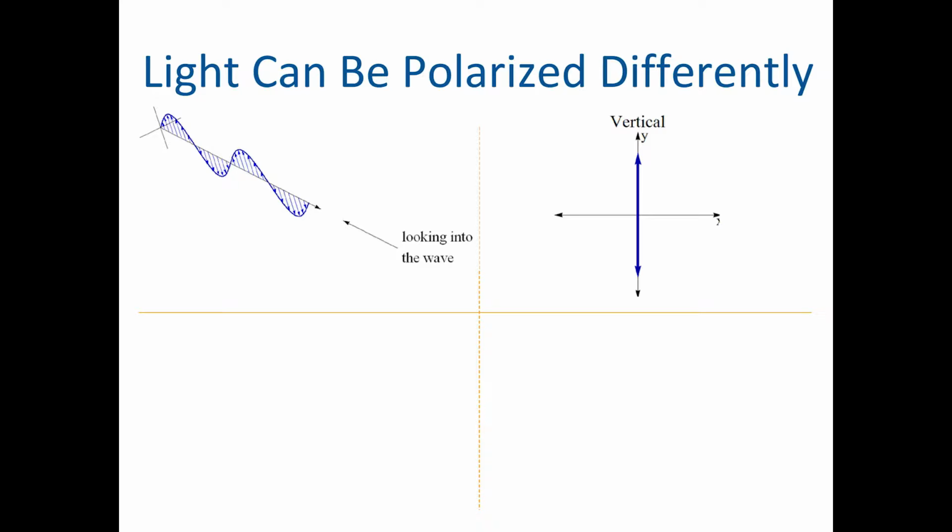But let's take another wave. This one we've colored red because we want to show that this is in the X plane. And so if you look into this wave, you would see that electric field oscillating from left to right.